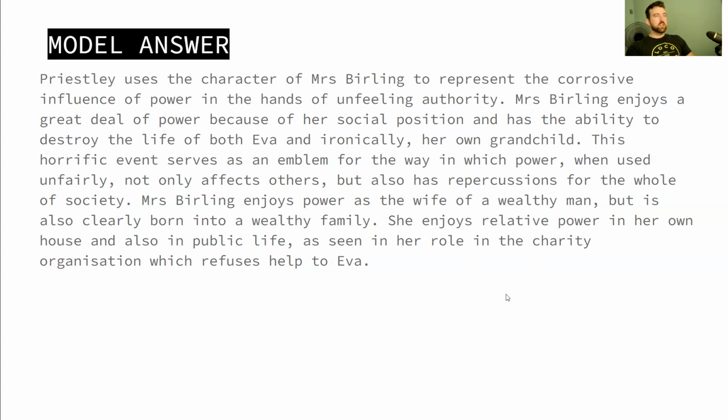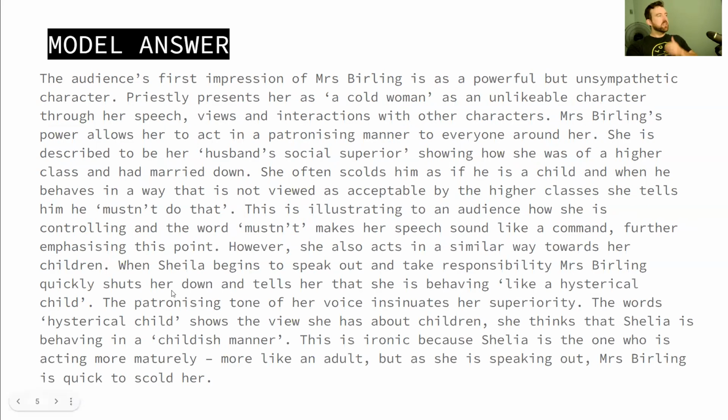There's a lot for us to learn from this. The audience's first impression of Mrs. Birling is as a powerful but unsympathetic character. Again, good, strong point to start with. Priestley presents her as a cold woman, so we've finally got some quotes in here, as an unlikable character through her speech, views, and interaction with other characters.